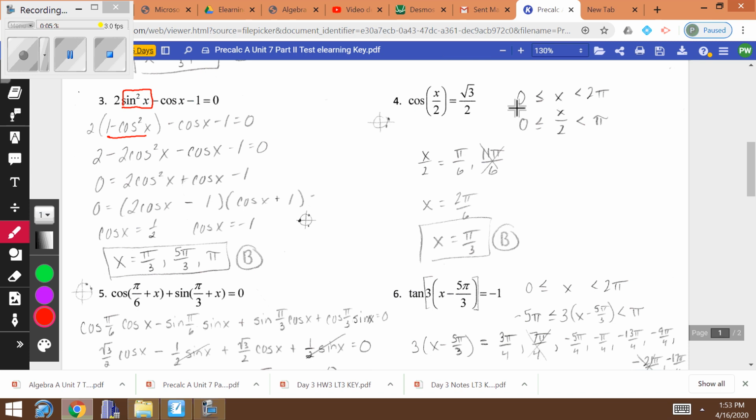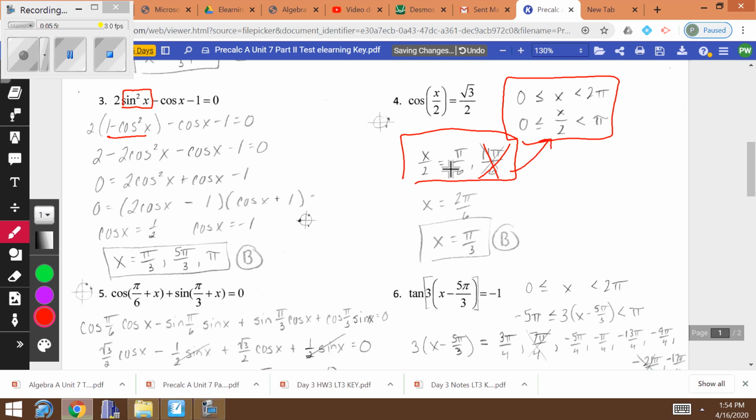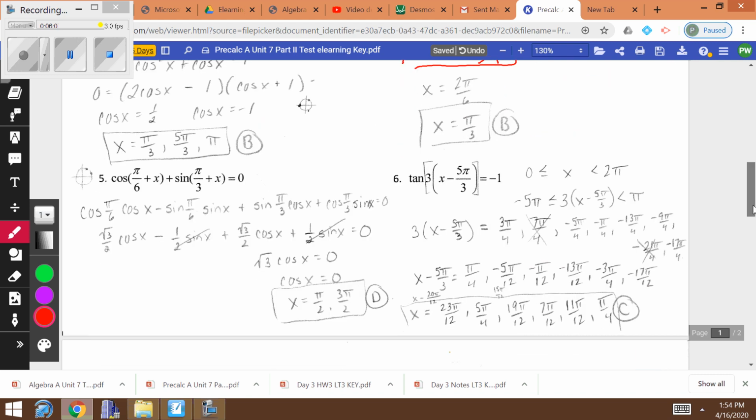Number four, this one actually, I had a number of people miss because they did not change that interval over here. Again, you want to think about changing that interval. Because it was an x over 2, we can't have both answers on that. So if we're doing x over 2, we're going to divide that interval by 2. Now, right here, we are only looking at the pi over 6 because that number is not in this interval here. So now we multiply by 2 and we get that pi over 3. So be careful. I had a lot of people with the other answer on there.